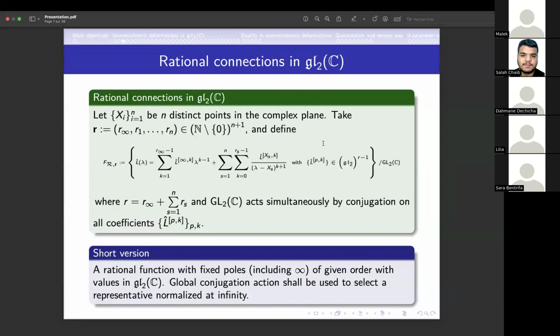The word rational itself means that I'm considering connections over the Riemann sphere. So my local coordinate is always in C with infinity as a pole. Okay. So I'm considering this space of connections, which is FRR. I'm fixing an arbitrary order of poles. This is exactly the matrix that I've considered before. And I'm considering it modulo the quotient action of GL2C, where GL2C acts by conjugation simultaneously on all coefficients. Okay. So this is my main definition.